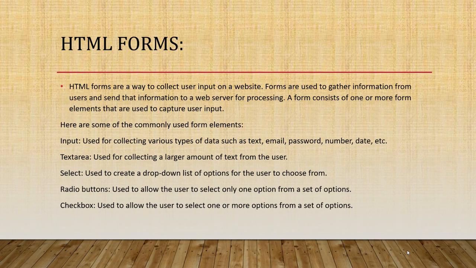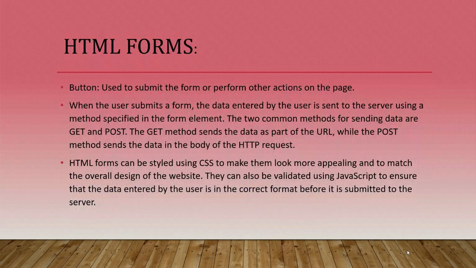Text area is used for collecting a large amount of text from the user. Select is used to create a drop down list of options for the user to choose from. Radio buttons are used to allow the user to select only one option from a set of options. Checkbox is used to allow the user to select one or more options from a set of options. Button element is used to submit the form or perform other actions on the page.